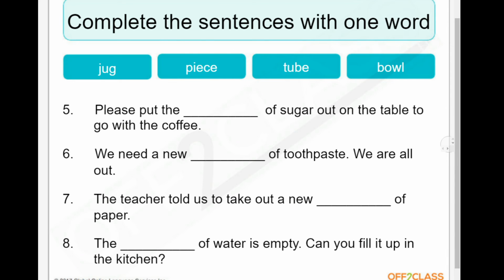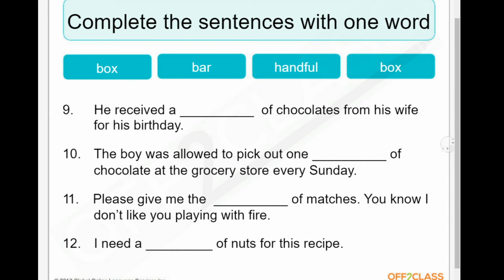Very good. And here comes the last page of our lesson. He received a box of chocolates from his wife for his birthday. Number 10. The boy was allowed to pick out 1 bar of chocolate at the grocery store every Sunday. Now you read it.